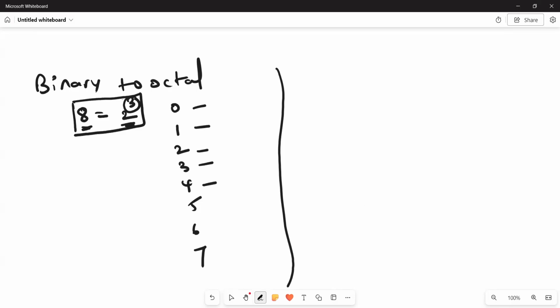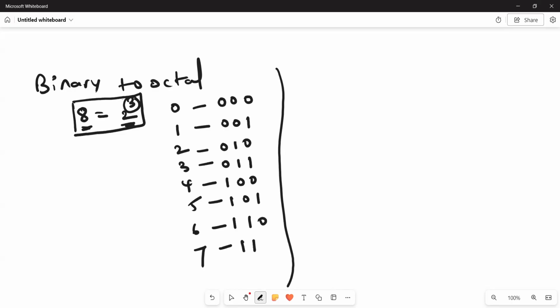This table will be required. First, 0 is 000, 1 is 001, 2 is 010, 3 is 011, 4 is 100, 5 is 101, 6 is 110, and 7 is 111.